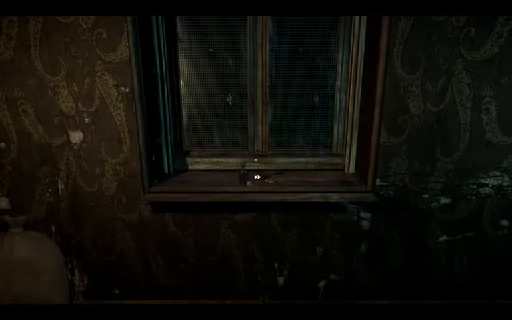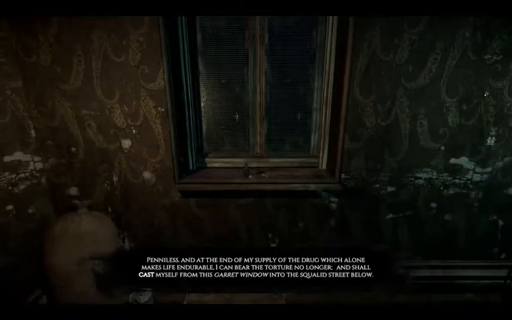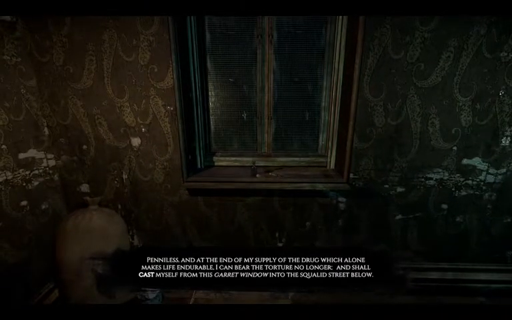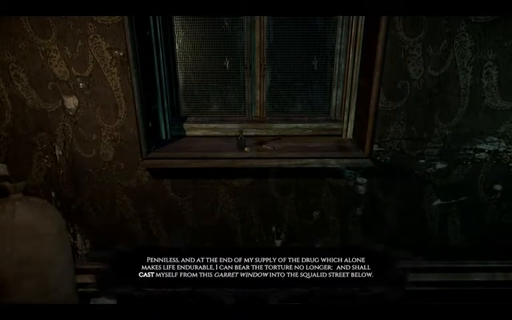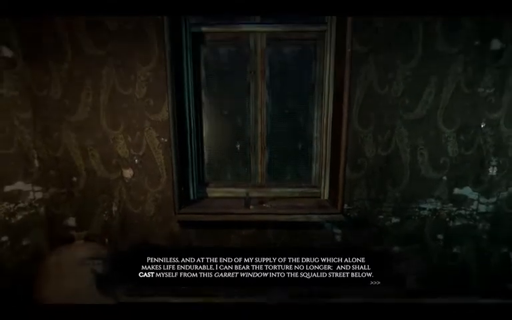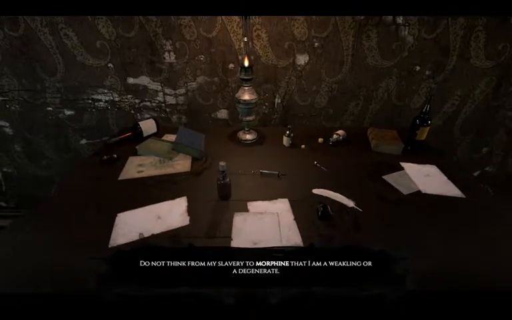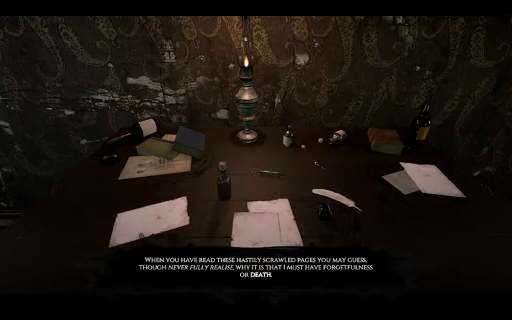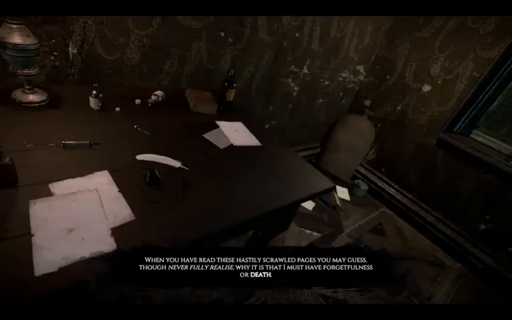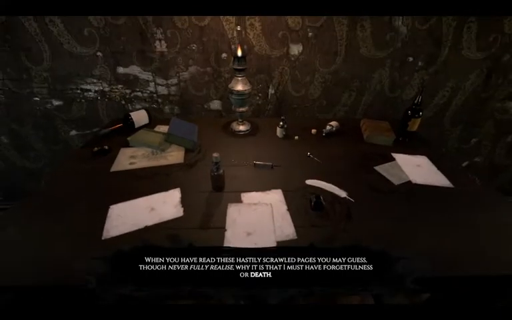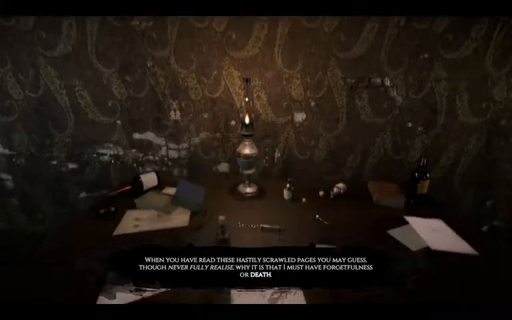Nothing really. Penniless, and at the end of my supply of the drug which alone makes life endurable, I can bear the torture no longer, and shall cast myself from this garret window into the squalid street below. Do not think from my slavery to morphine that I am a weakling or a degenerate. When you have read these hastily scrawled pages, you may guess, though never fully realize, why it is that I must have forgetfulness or death.